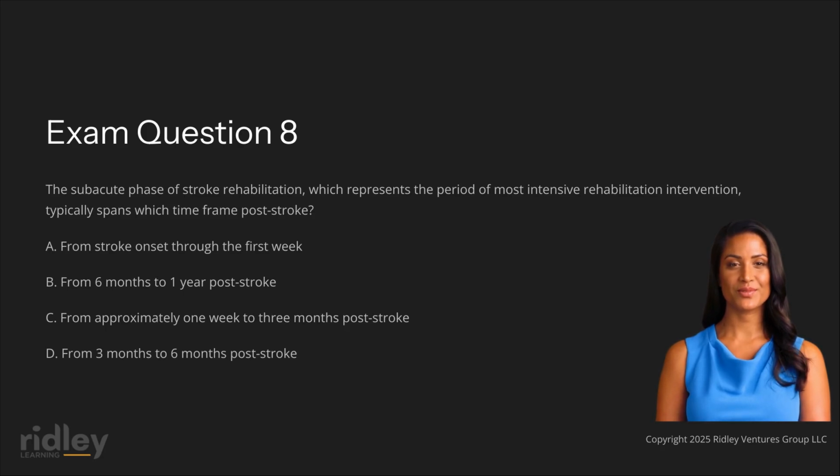This phase is often subdivided into early subacute, spanning weeks 1 through 4, and late subacute, spanning weeks 5 through 12. Understanding this timeline is essential for rehabilitation planning because it identifies when patients are most likely to benefit from intensive therapeutic intervention. The enhanced neuroplasticity during this period creates optimal conditions for motor learning and functional recovery, making it imperative that patients receive appropriate rehabilitation services during this window.